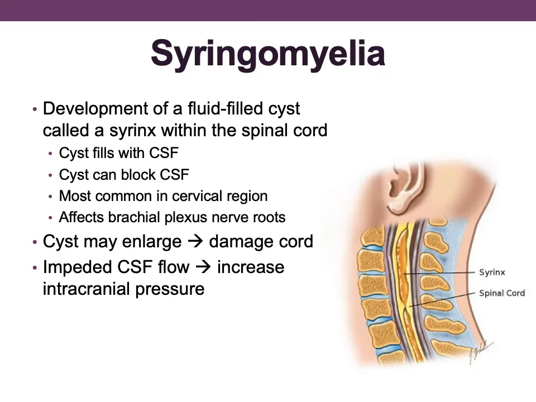Syringomyelia is the development of a fluid-filled cyst called a syrinx within the spinal cord. The cyst is filled with cerebrospinal fluid, and it can also block cerebrospinal fluid. It is most common in the cervical region, and the syrinxes that are in the cervical region will affect the brachial plexus and its nerve roots. Cysts may enlarge, and if they do, they can damage the cord. They'll impede cerebrospinal fluid, which will also increase intracranial pressure, causing pain and headaches.